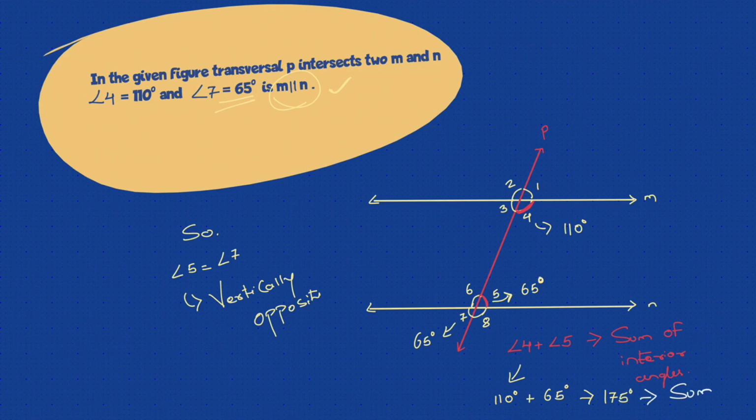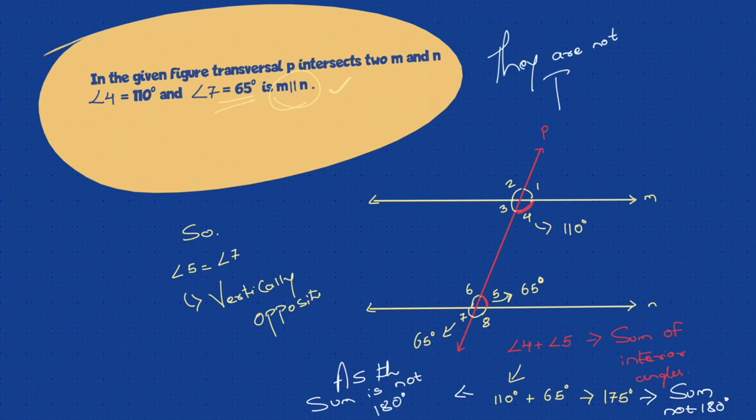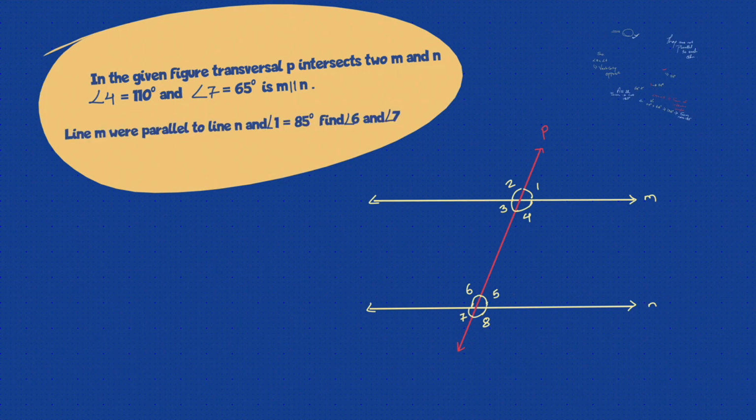But their sum is not 180. Their sum is 110 plus 65, which is 175. Hence proved: M is not parallel to N, because if they were parallel, the sum would have been 180 degrees, as we learned in interior angles. So now we are going in reverse. We are not deriving the angle; from the angle, we are deriving the nature of the lines. In geometry, mostly we go in reverse as well. So remember such kinds of scenarios.